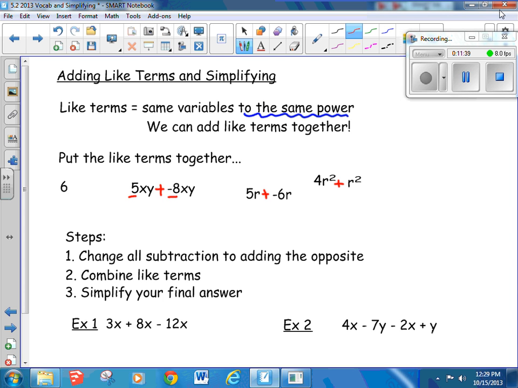What do we have all together? We've got 5 unknown units of the same size and negative 8 unknown units of the same size. What do we have all together, Will? Negative 3xy. So when we combine like terms, we just add their, what's the number part called? Michael?